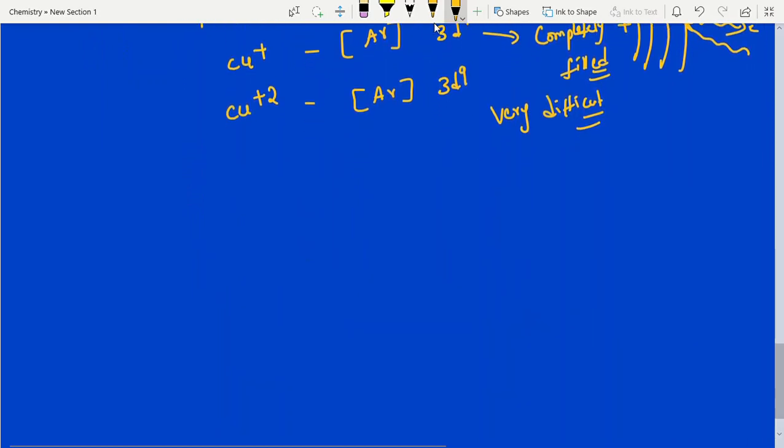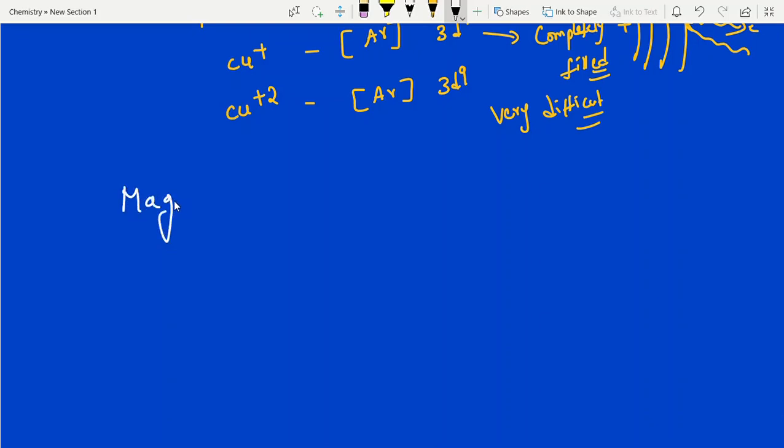Atomic radius irregularity is there, and definitely ionization energy irregularity will also come, students. Now, another important topic is magnetic moment calculation. Here we have the best shortcut.